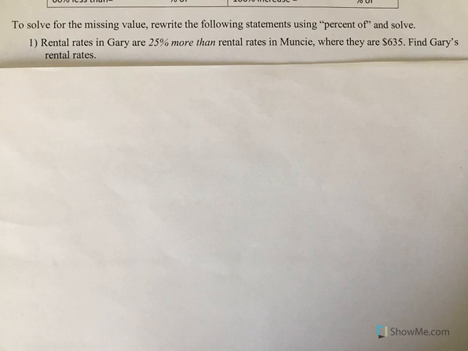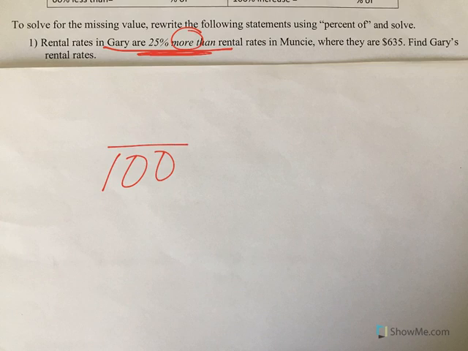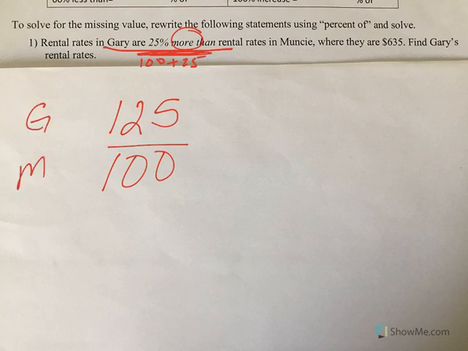Rental rates in Gary are 25% more than rental rates in Muncie, where they are $635. Find Gary's rental rates. Okay, 25% more. Well, 100 is my reference. More means add. So 100 plus 25 yields my numerator of 125. Now, Gary is more than Muncie. So that means my numerator represents Gary, my denominator represents Muncie. I know that because Gary is more than Muncie. 125 is more than 100.